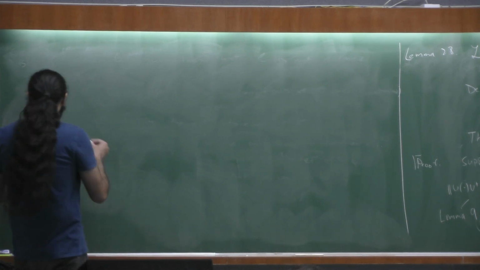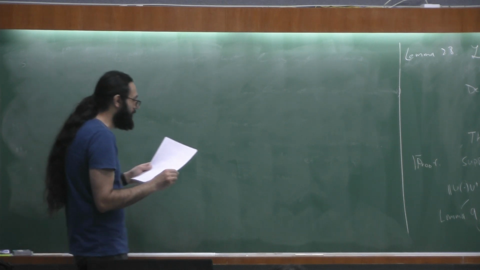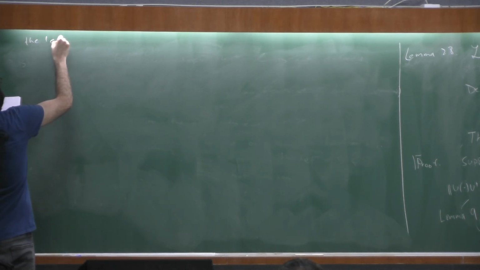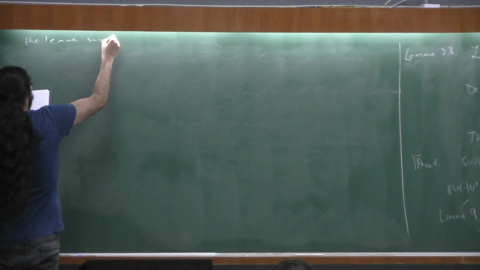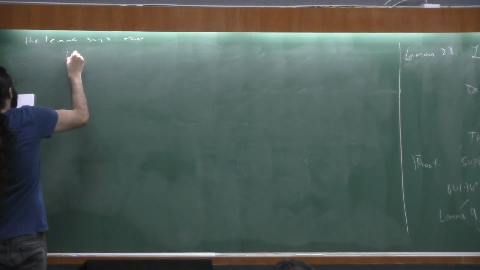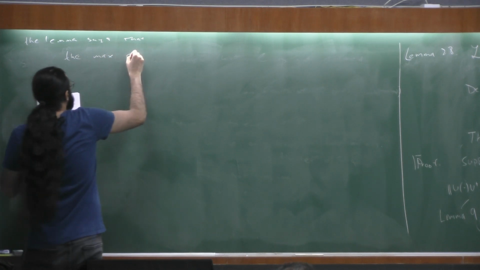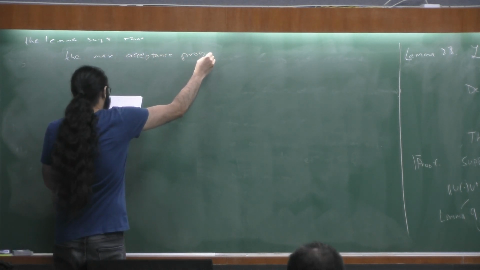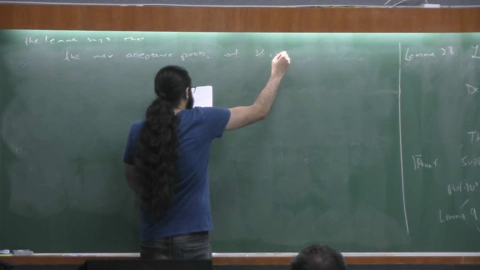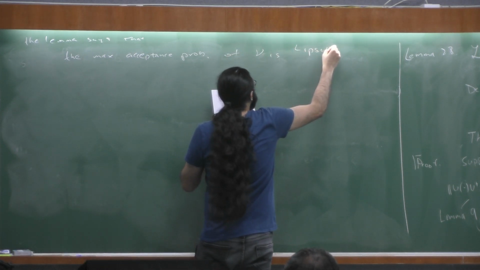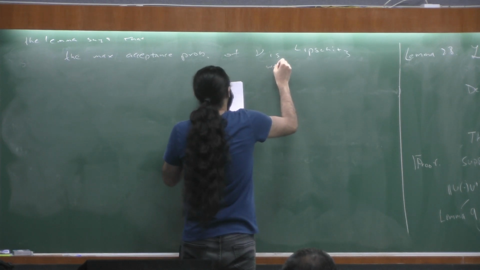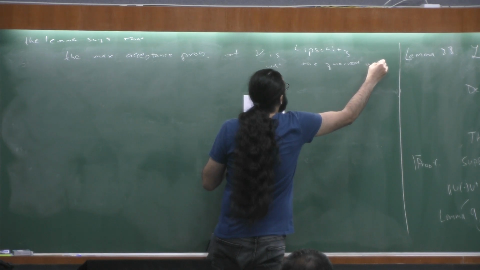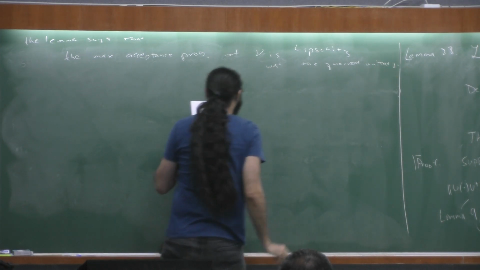Okay, so let me write the lemma then. Oh shoot, I forgot to complete the story. So the story is, the lemma says that the max acceptance probability of V is Lipschitz with respect to the queried unitary. Again, I think in the Frobenius norm.